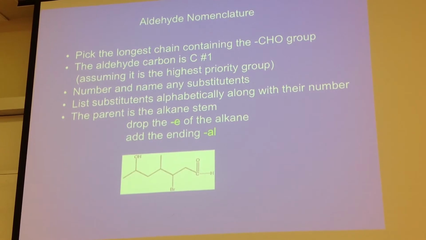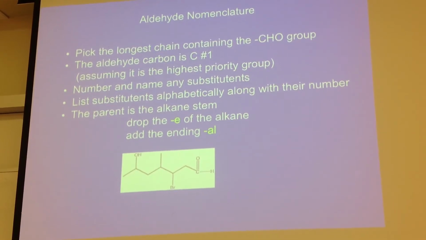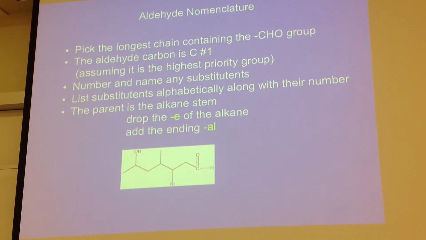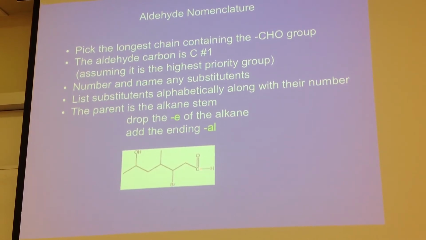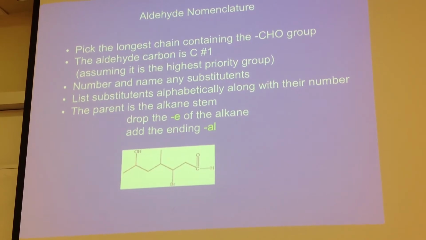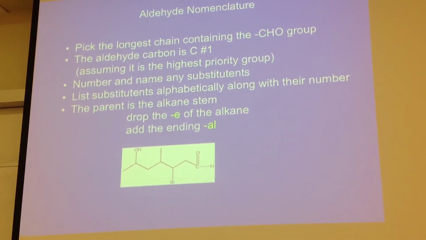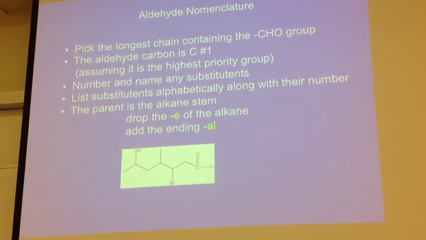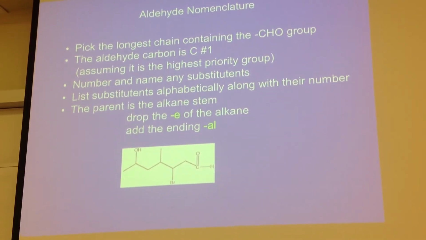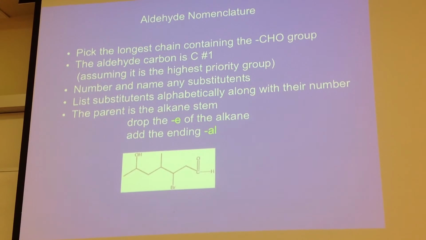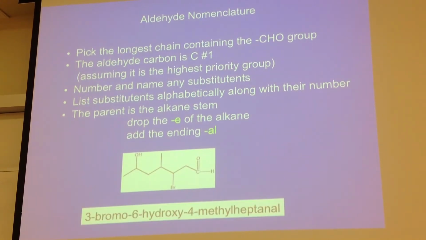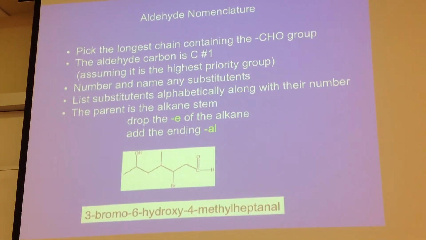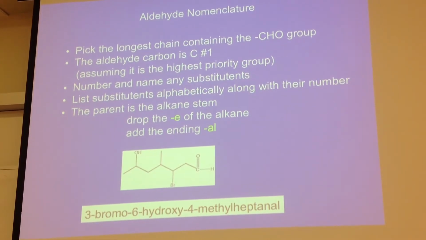Then we're going to do the standard. You list your substituents alphabetically with a number. The parent is pretty easy. What are we looking at carbon-wise here? We have 1, 2, 3, 4, 5, 6, 7. So it's heptane is the alkane parent. You drop the E of the alkane and add al, heptanal. Okay? So this one has a bromo at 3, methyl at 4, hydroxy at 6. And so, 3-bromo, 6-hydroxy, 4-methyl, heptanal.